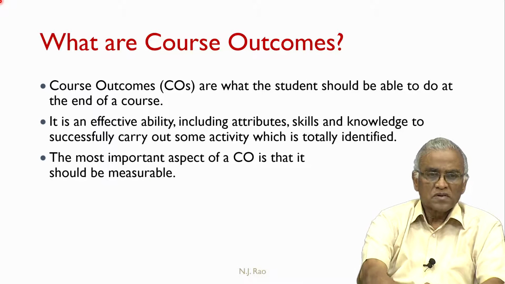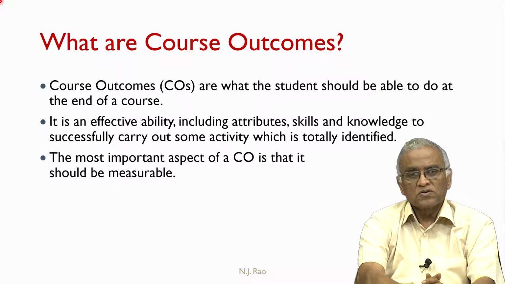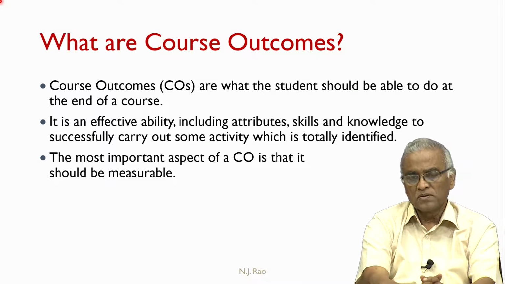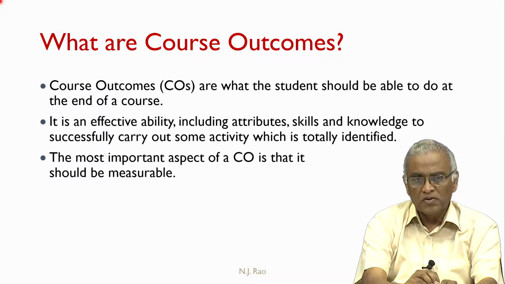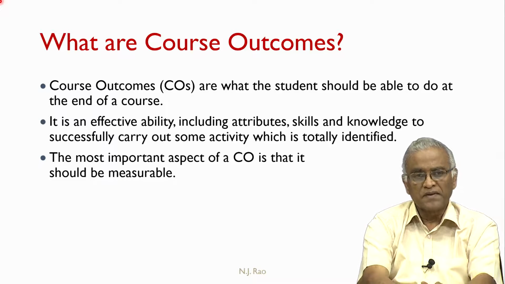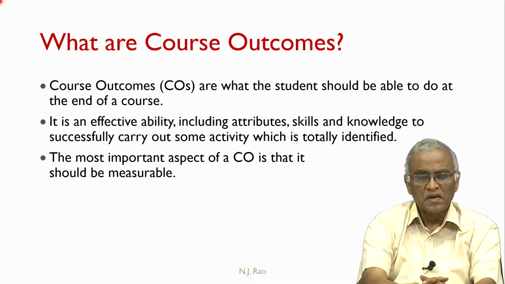Now, what are course outcomes? Course outcomes are what the student should be able to do at the end of a course. Stating in other words, it is an effective ability including attributes, skills and knowledge. That means a course outcome can address all three domains, that is cognitive, affective and psychomotor, to successfully carry out some activity which is clearly identified. That is what a course outcome is.